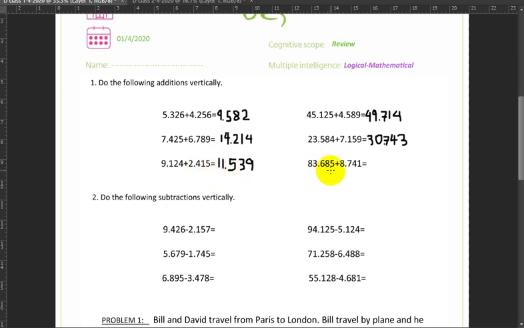Next up, we have 83,685 plus 8,741. 5 and 1 makes 6. 4 and 8 makes 12, write 2, carry 1. 7 and 6 makes 13, and 1 that I carried over makes 14, write 4, carry 1. 8 and 3 makes 11, plus 1 that I carried over makes 12. 8 and 1 that I carried over makes 9. So my result is 92,426.